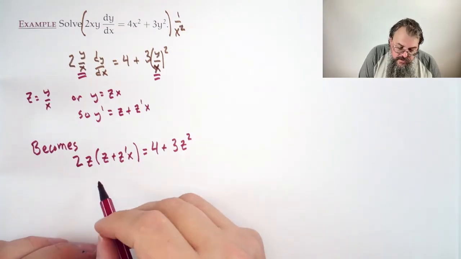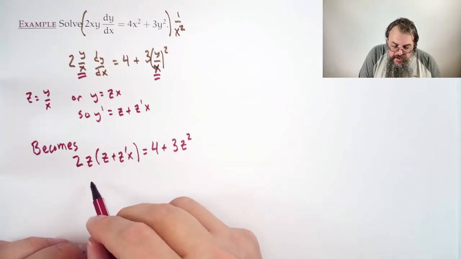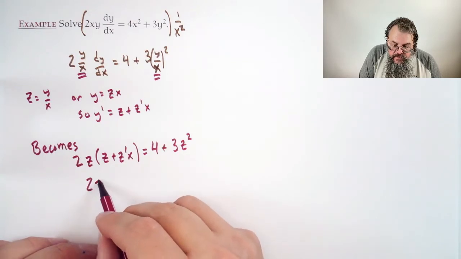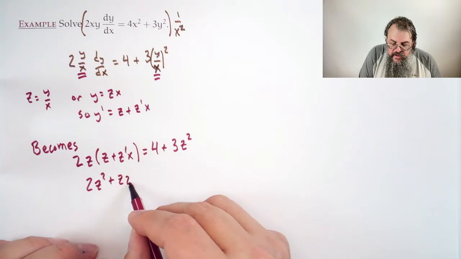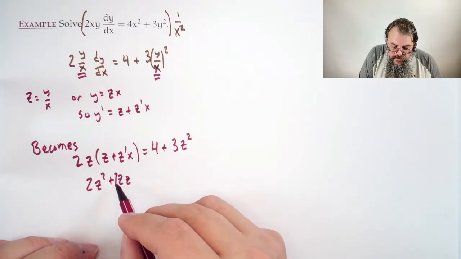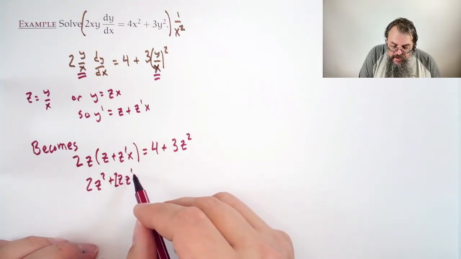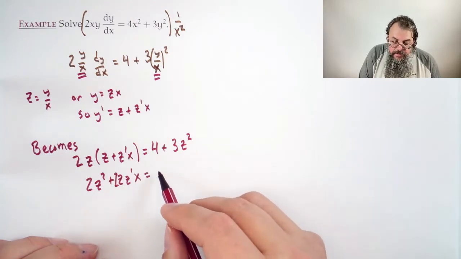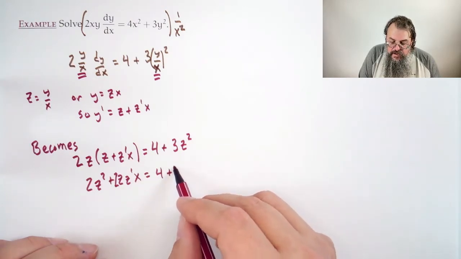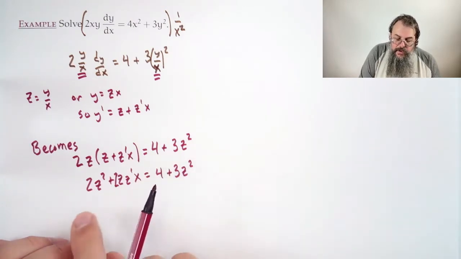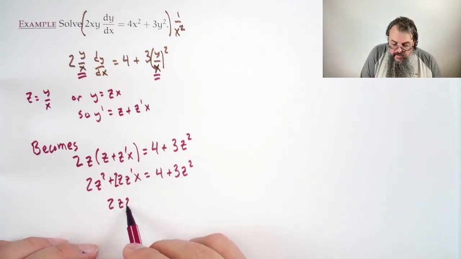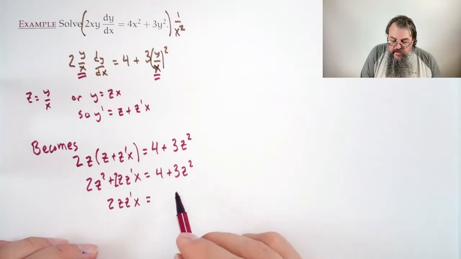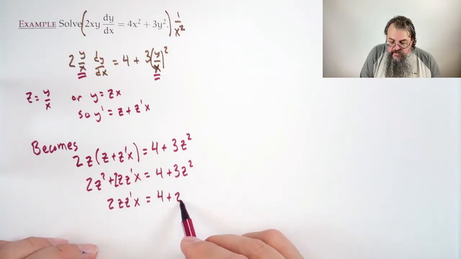Well, we're almost there. We multiply through. We have 2z squared plus 2z z prime x equals 4 plus 3z squared. Well, we subtract across. We have 2z z prime x is equal to 4 plus z squared.